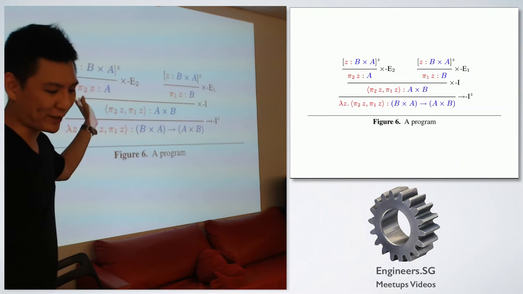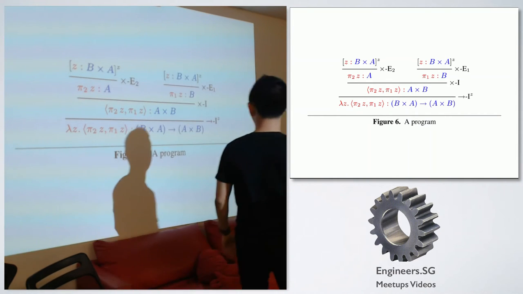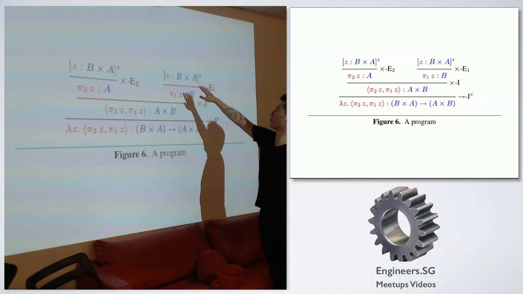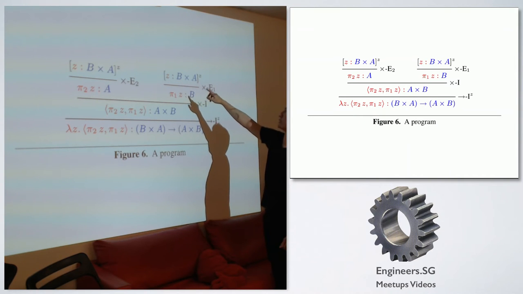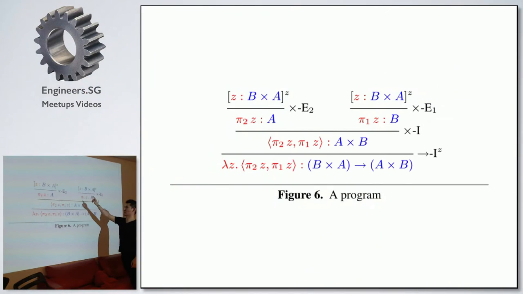So this is a program that just swaps two elements in a pair. Starting off, if you have something called z that's of type B and A, then you get the first element here, you get the second element there. And then you can construct another pair using these two elements, that becomes A and B. And then you can conclude that I can create this function that takes in a pair and then swaps the elements.